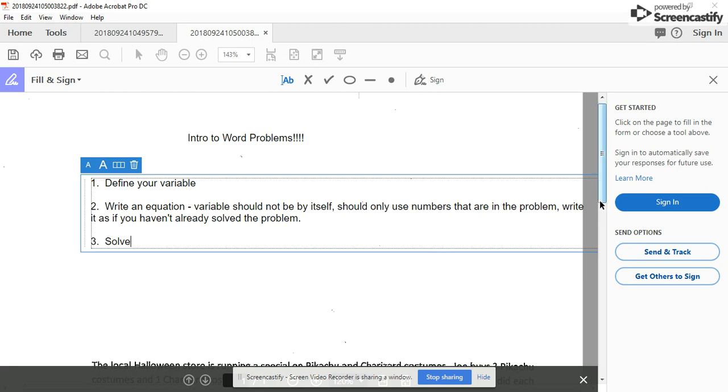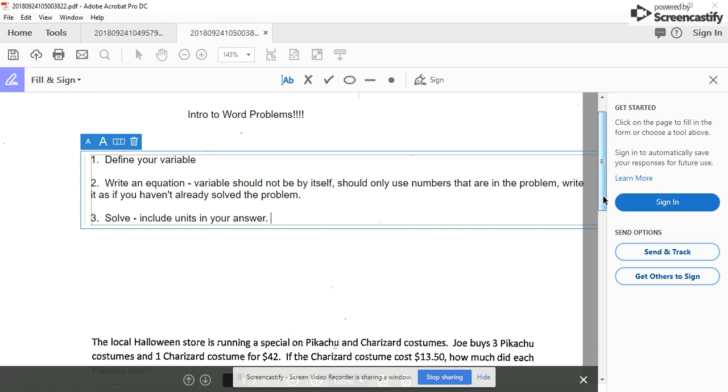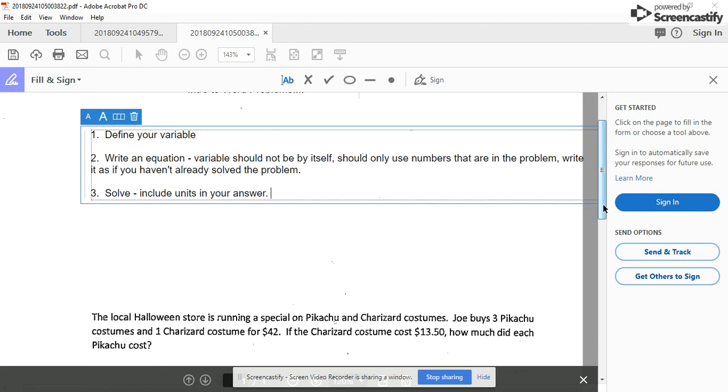The last step is solve, and you're going to include units in your answer. Those are our three steps. We need all three parts for every single one. So let's see what that looks like.